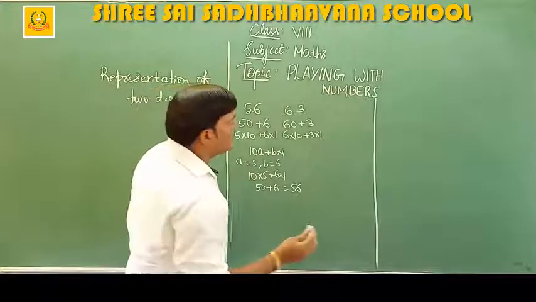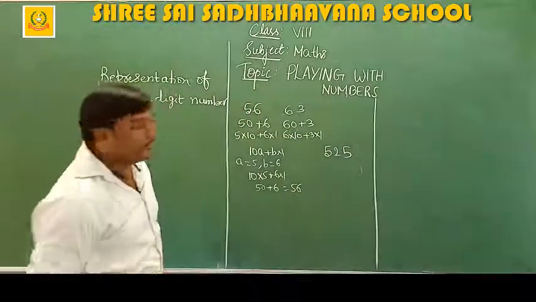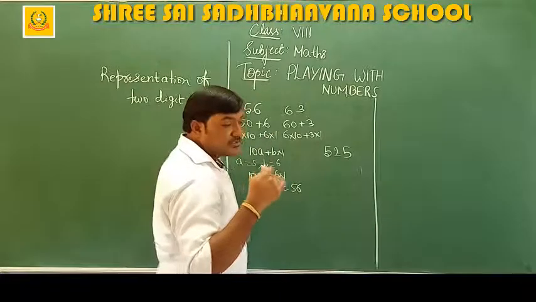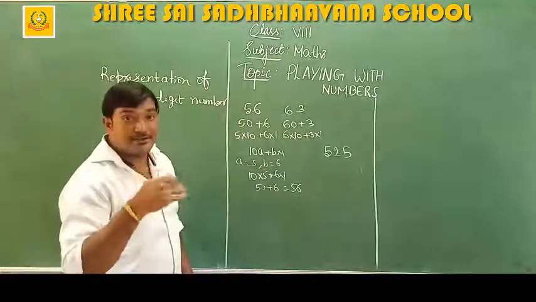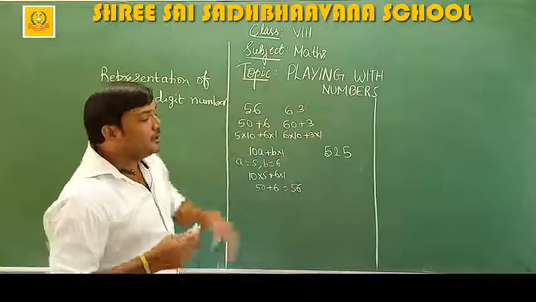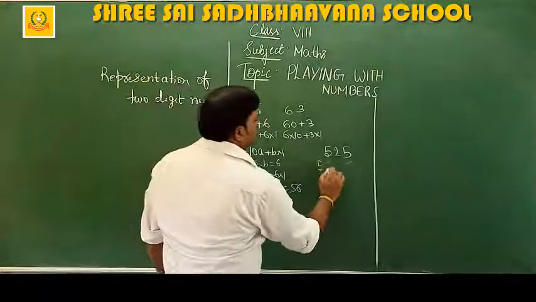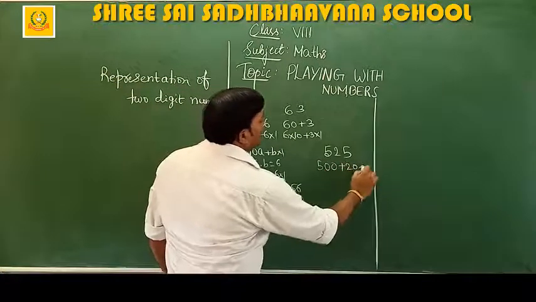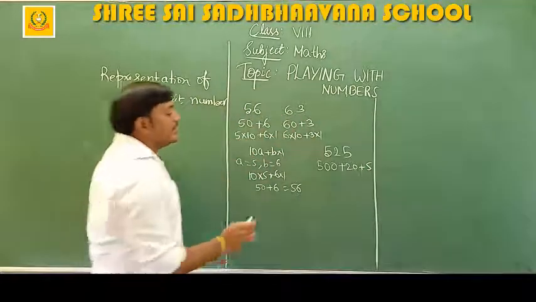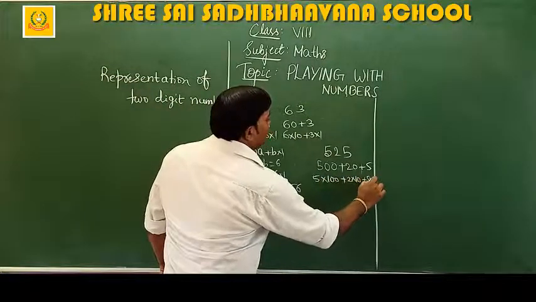Okay. Similarly, I'll consider a three-digit number, 525. In this, if you observe 525, while saying it in words, you will get the answer. Whenever you express the number in words, you will say it as 525. So it means 500 plus 20 plus 5. Okay, 500 plus 20 plus 5. So it can be written as 5 into 100 plus 2 into 10 plus 5 into 1.